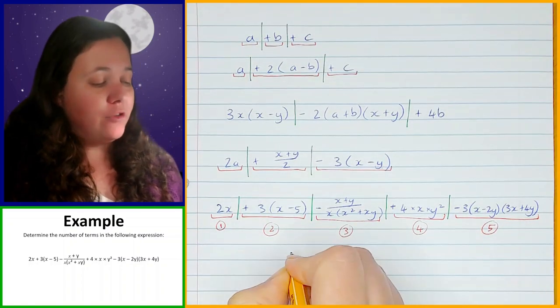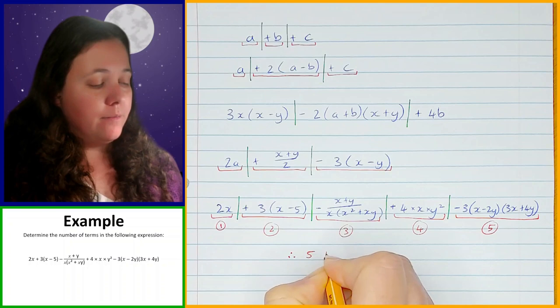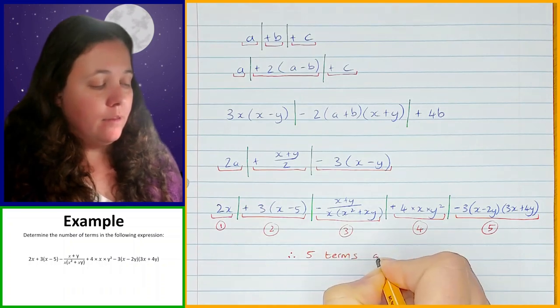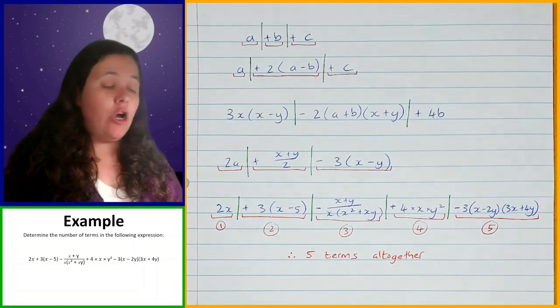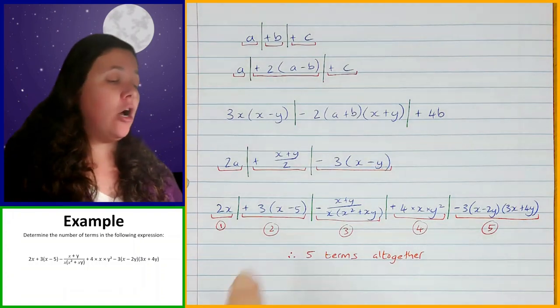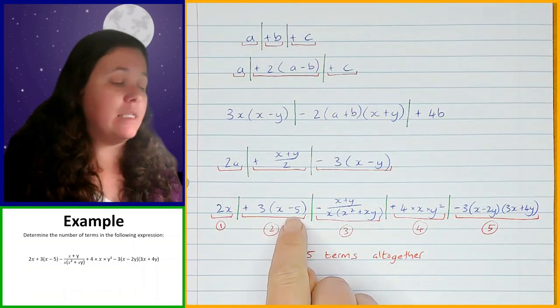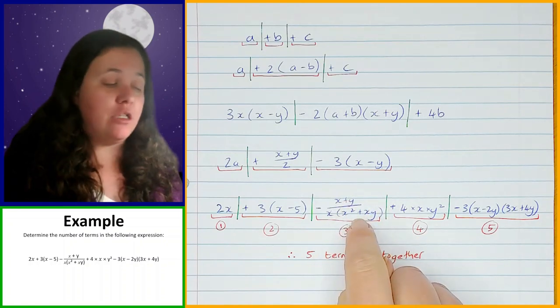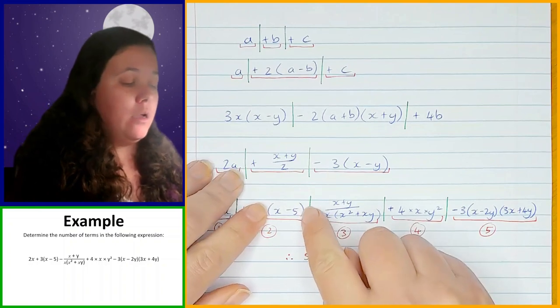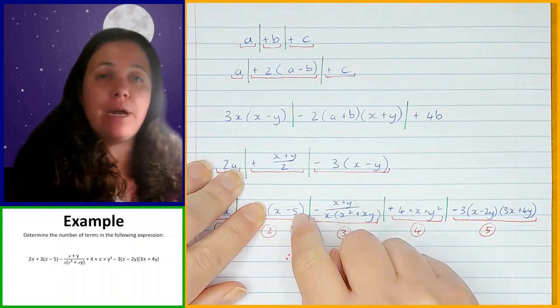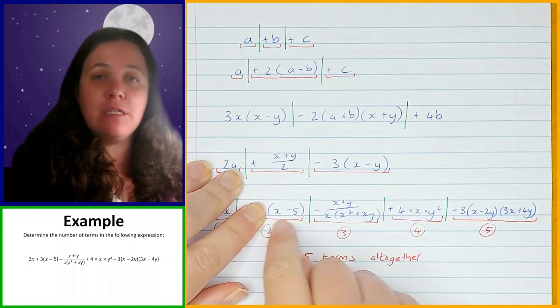So there are five terms altogether. Okay, now in this expression, there are terms inside the brackets. There are terms inside the fractions. Okay, so if we are looking at the contents of this set of brackets, I can say that there are two terms inside there.